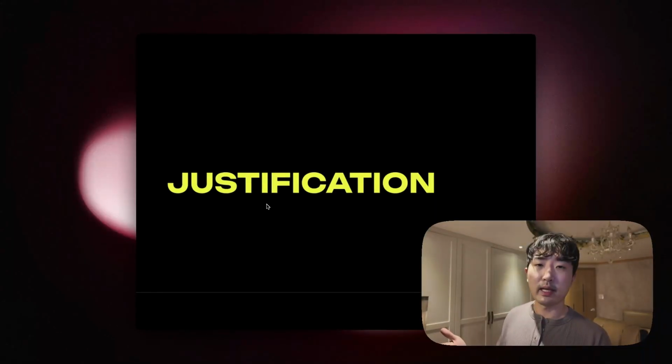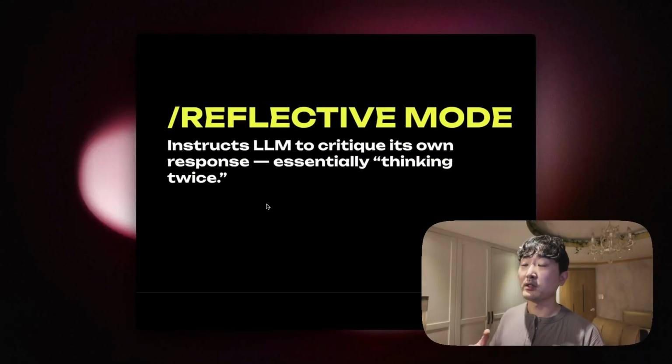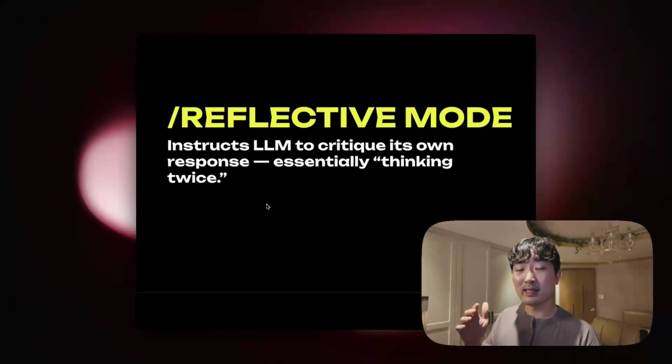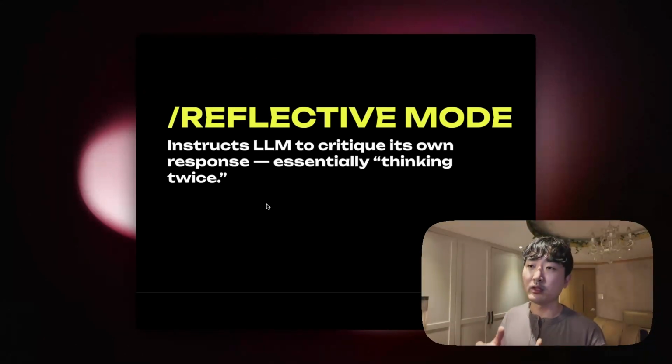And then the next is a category, justification. So this is all about reasoning, helping the AI reason better. The very first point here is reflective mode. This tag helps instruct the LLM to critique its own thinking and response, making it think twice.